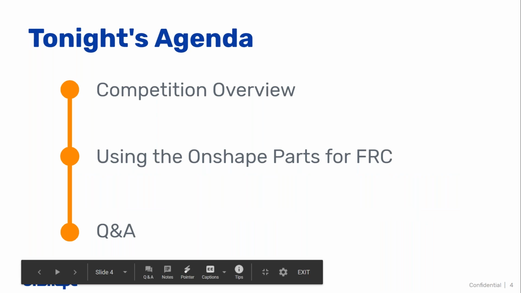So for tonight, we're going to go through just a little bit of what that Robots to the Rescue competition is, and then we're going to talk a bit about using the Onshape parts for FRC, and then we'll have some time to answer some more questions at the end.